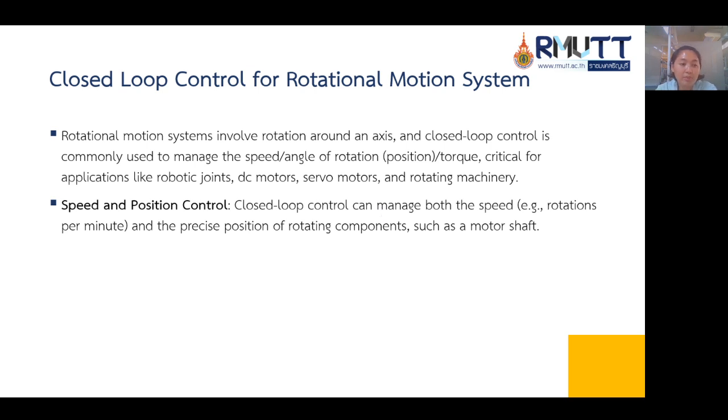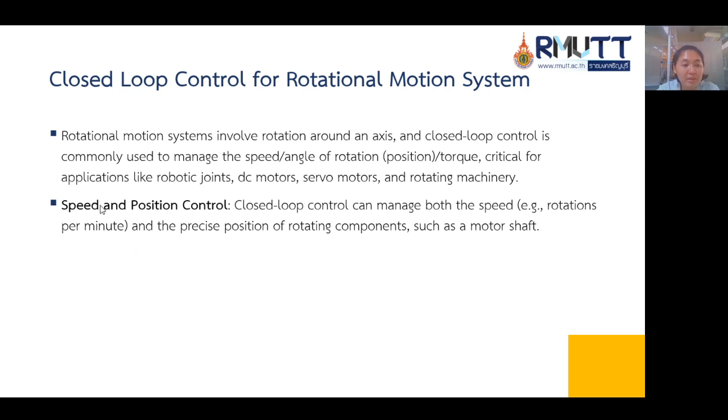And then this is for closed loop control for rotational motion systems. Rotational motion systems involve rotation around an axis, and closed loop control is commonly used to manage the speed or angle of rotation, position, or torsion, critical for applications like robotic joints, DC motor, servo motor, and rotating machinery.